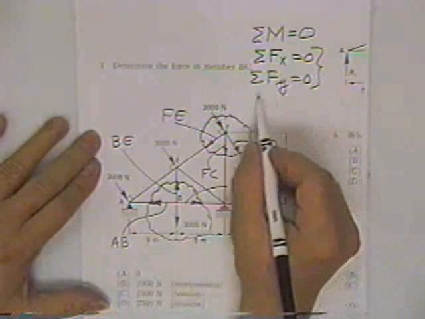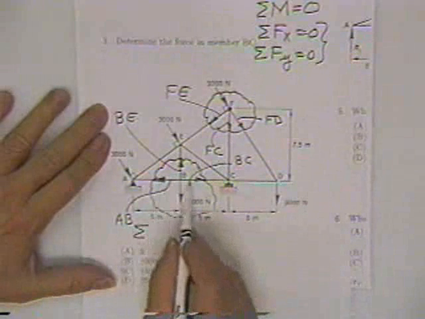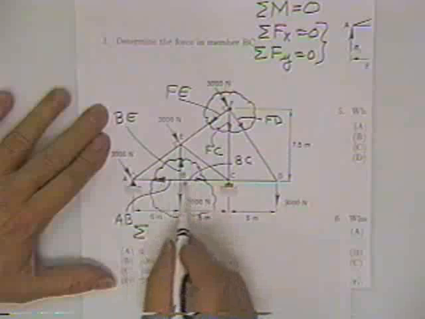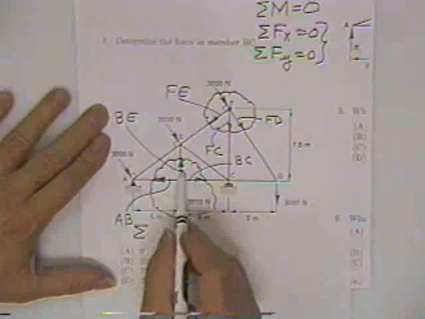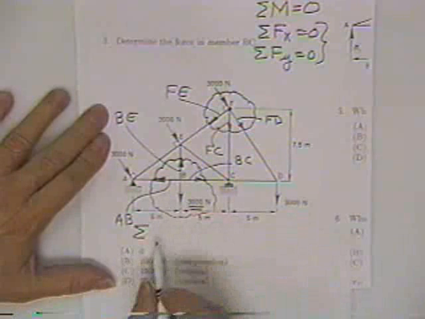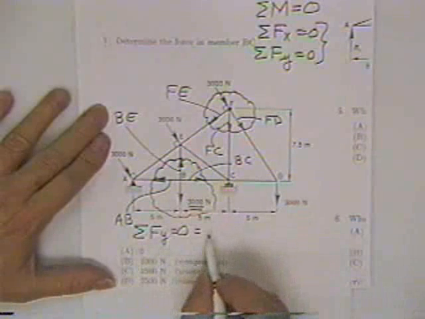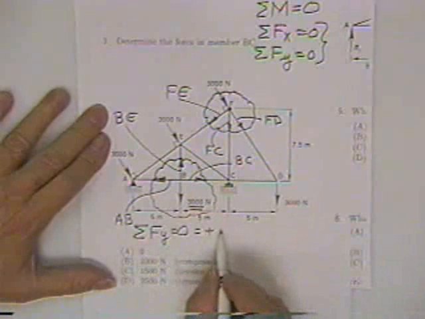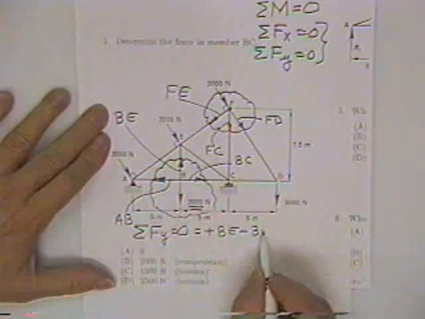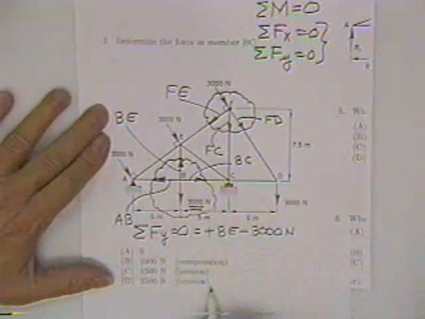In this case, the sum of the forces in the y direction does give you an answer. And the reason is because these two here are collinear. They act along the same line. They have no up and down component, and therefore this is the only guy that has any up and down component. He's this guy's only hope. So you say sum forces y equal 0 equals plus the force in member BE minus the 3 kilonewton force. Solve for BE.